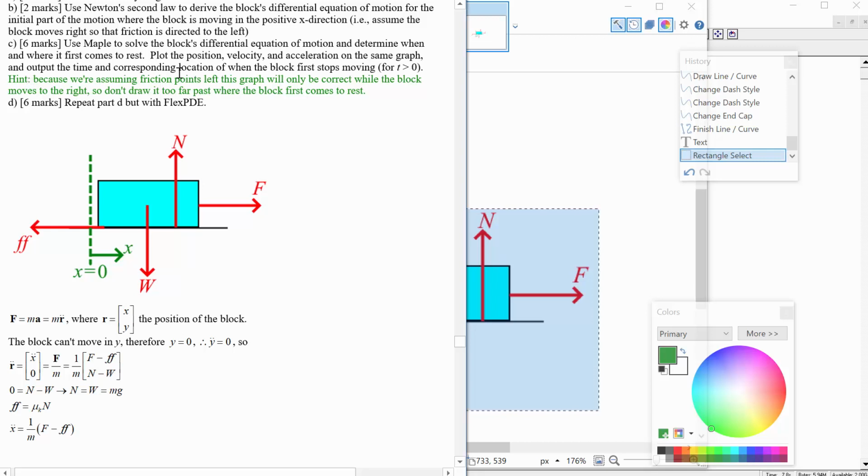Okay, hint: because we're assuming friction points left, this graph will only be correct while the block moves right, so don't draw it too far past where the block first comes to rest. I'll revisit this and explain after we've done this part. Okay, so Maple.